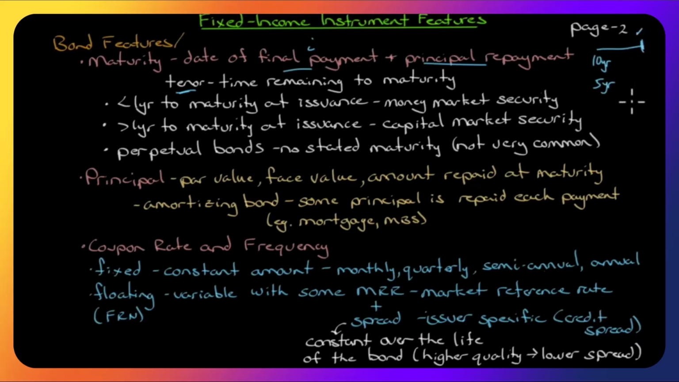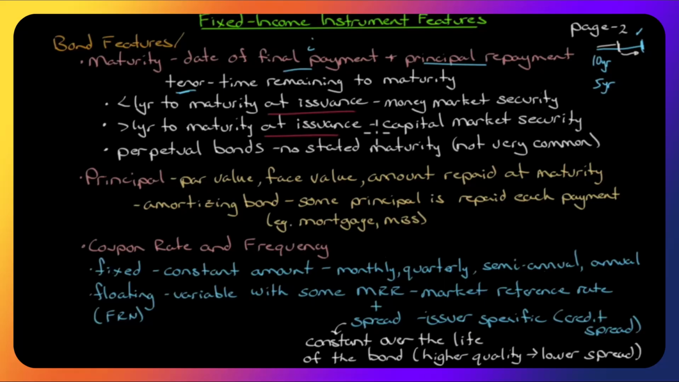There's a date at which the final principal is paid back to you. We are now 5 years into it. Its tenor is 5 years. The next two bullet points, pay attention to these two words, at issuance. So if a fixed income security has less than 1 year to maturity at issuance, we call it a money market security. Greater than 1 year to maturity at issuance, it's called a capital market security.